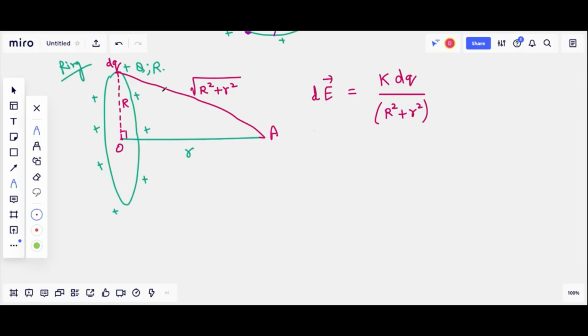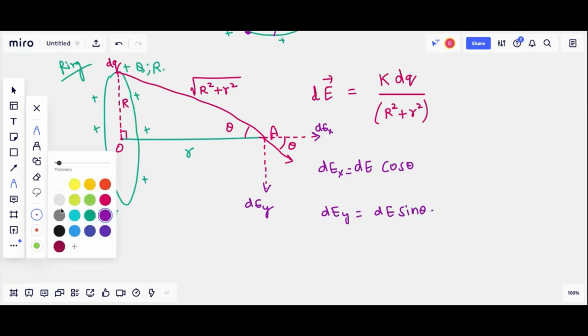But we also have to talk about the direction. If we assume that the charge is positive, then the direction would definitely be towards this. Let's say this angle is theta; then this angle will also be theta, since they are vertically opposite angles. Let's talk about the components. We make two components, one horizontal and one vertical. The horizontal component is dE cosine theta, and the vertical component is dEy, which is dE sine theta.